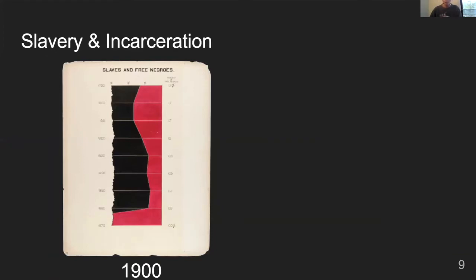So the first one is a chart on the rate of slavery leading to and following the Emancipation Proclamation, which abolished slavery in the United States legally. This chart spans from 1790 to 1870. It's an area chart, and the red area represents Black people who are free from slavery.